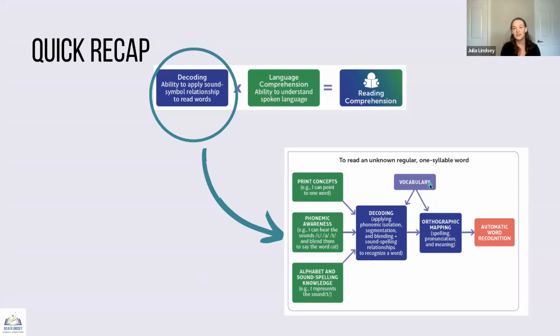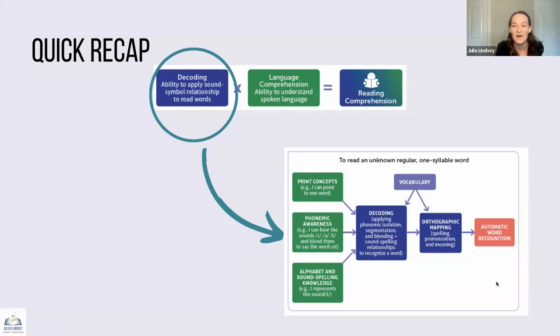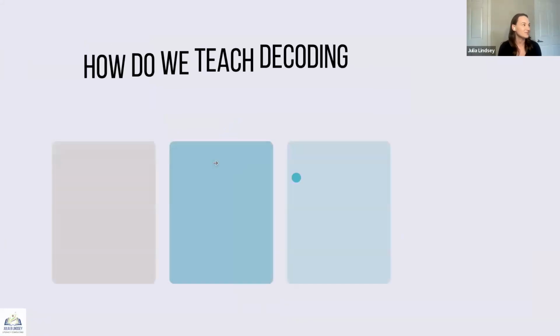And then along with vocabulary, allow us towards that ability to have orthographically mapped a word, have a memory map of the sound, the spelling, and the meaning, and then getting to that automatic word recognition, the end goal, so that we can become fluent readers and writers.